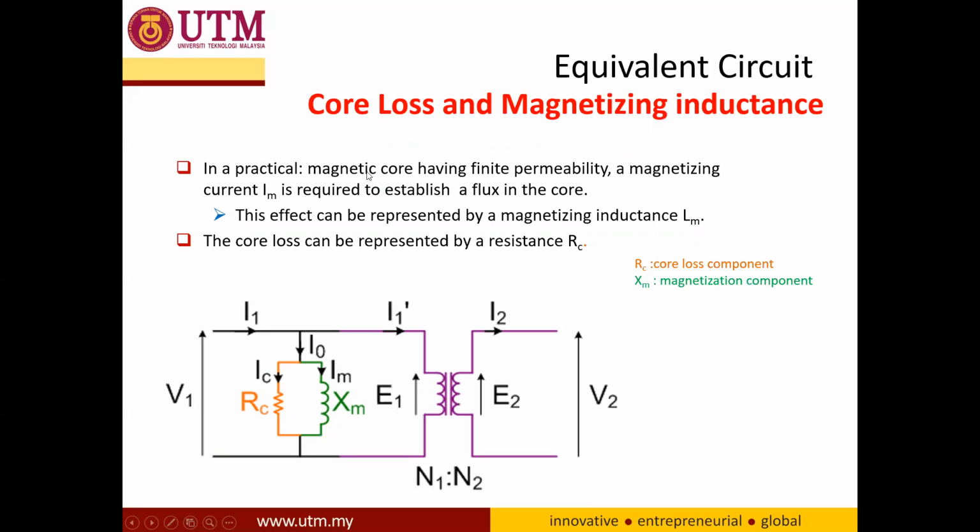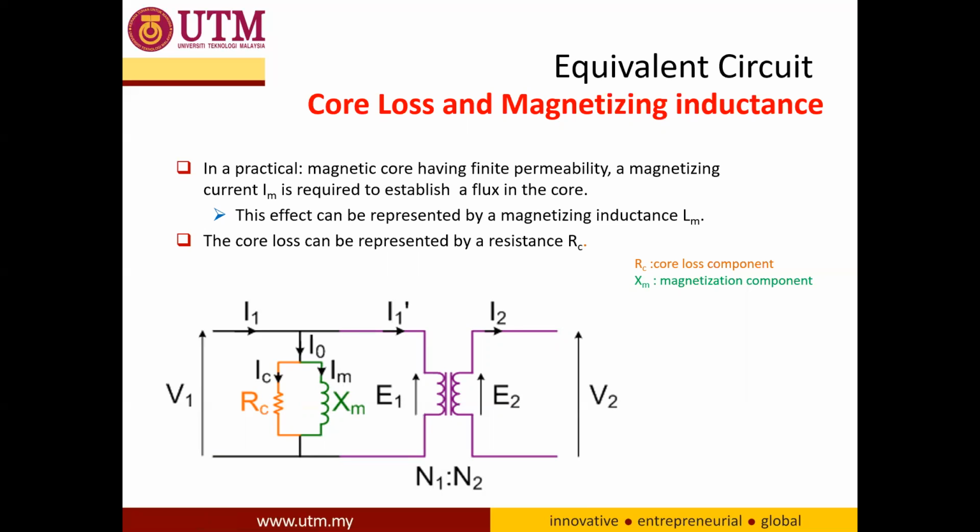In practice, the magnetic core has a finite permeability, and magnetizing current is usually required to establish the flux in the core. This effect can be represented by the magnetizing inductance Lm, and the core loss can be represented by Rc here.